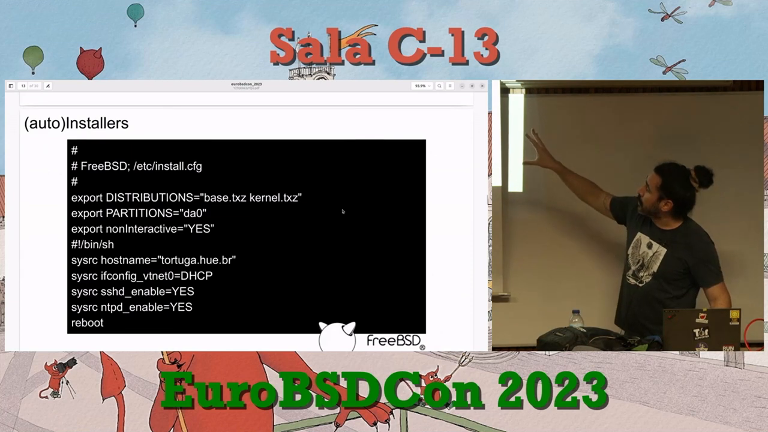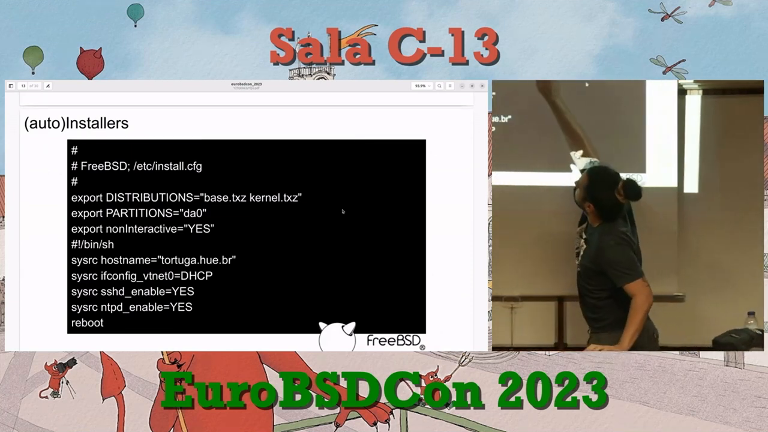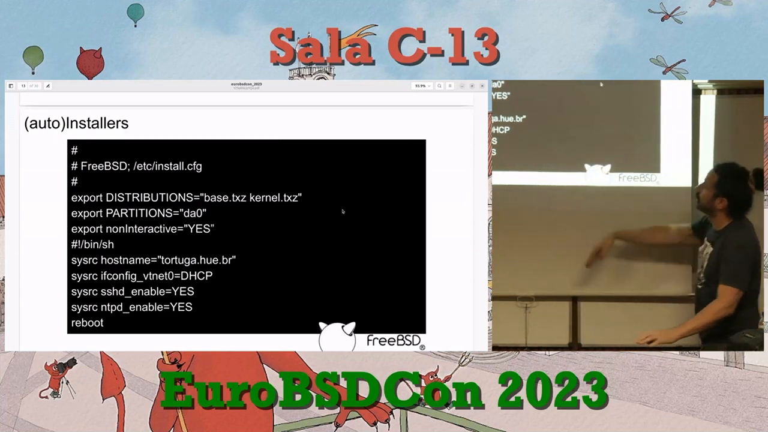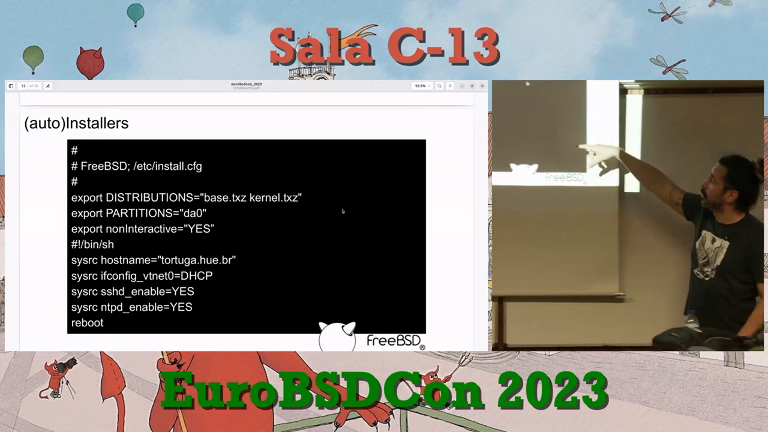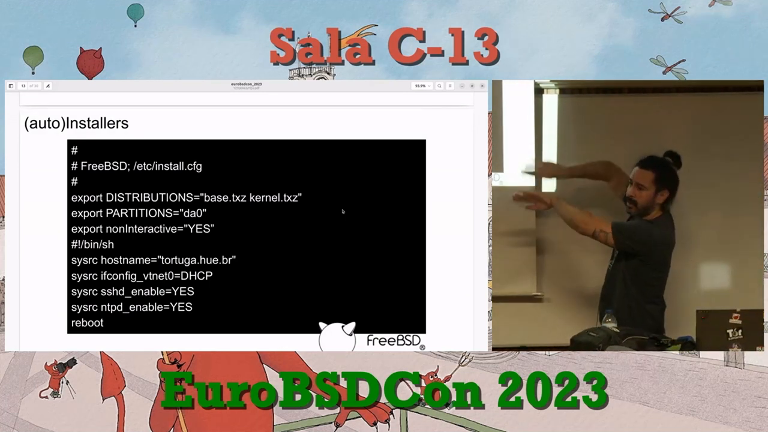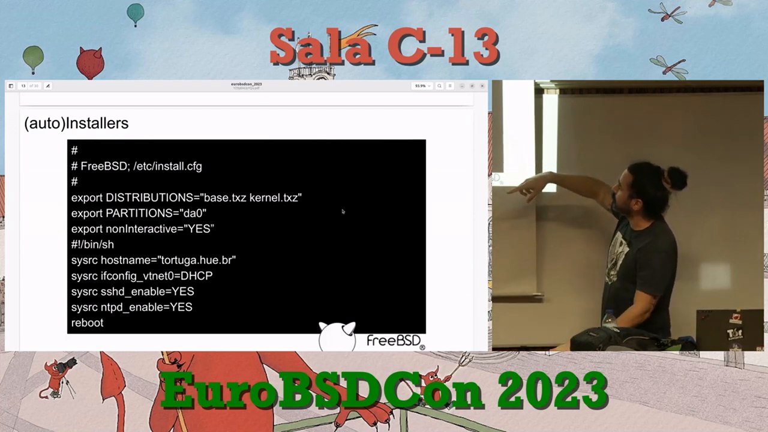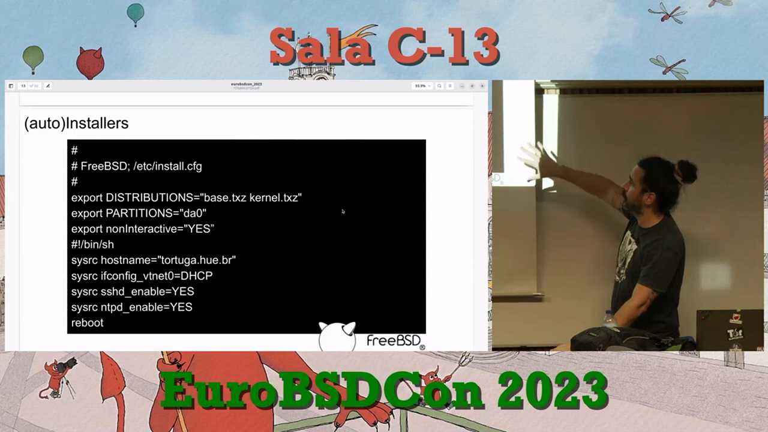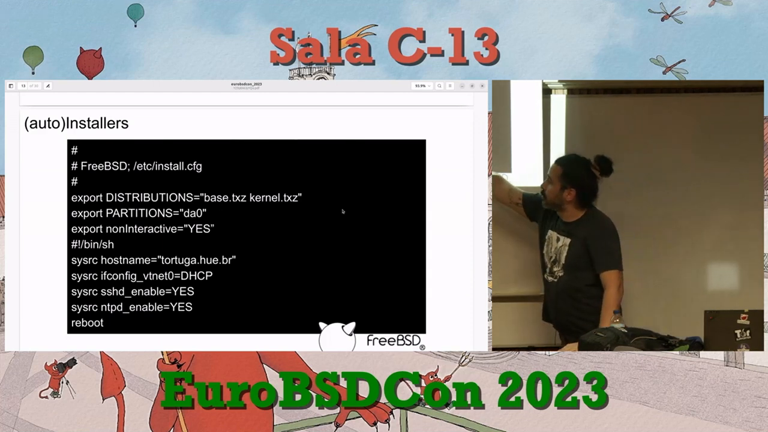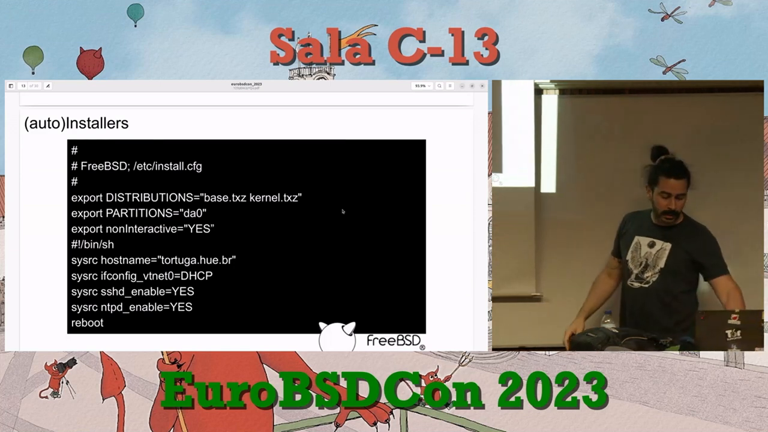So this is an example of that. The first part, the preamble, and then the setup part. This is mandatory because the scripts that the installer uses will basically just split them in two, and then you have the auto installation of a very basic FreeBSD machine with this hostname, starting SSH and doing NTPD.